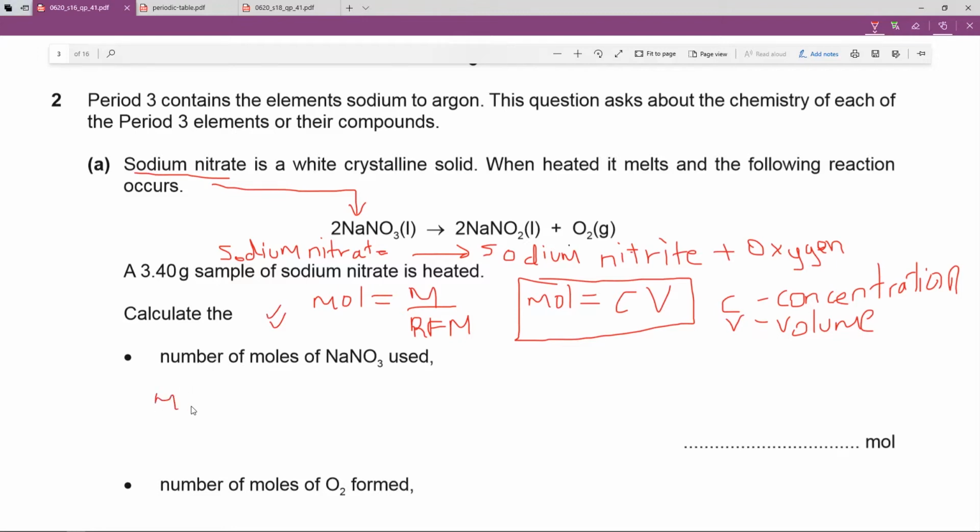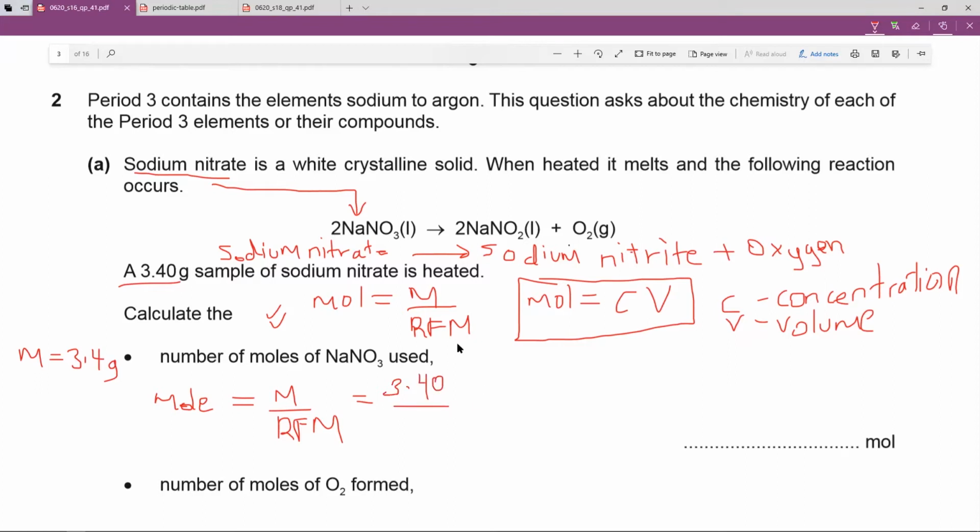So I'll just come here and drop down my formula and say mole is given by mass over RFM. RAM is for a single atom. And the mass is given there. So mass is 3.40 grams, or 3.4 grams. So I'll have here 3.4.